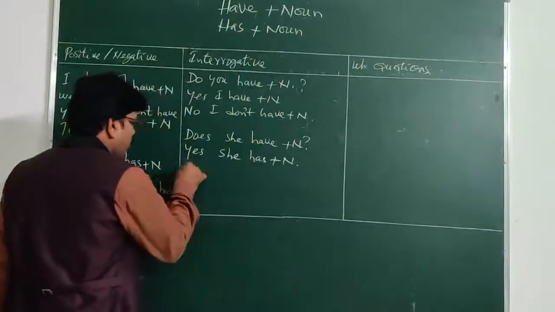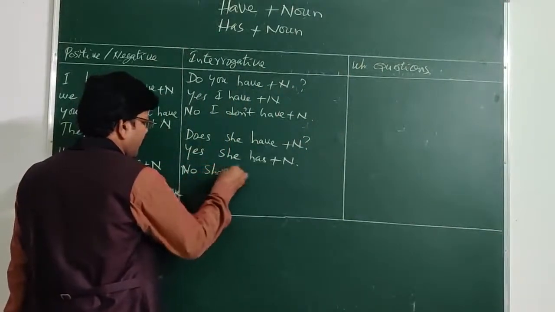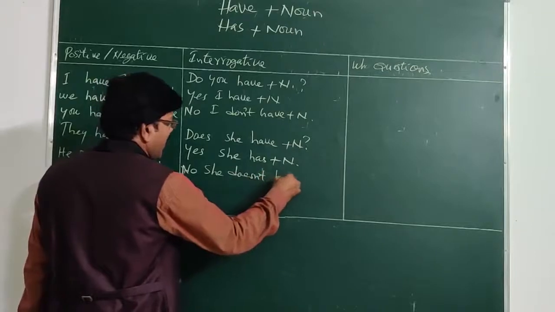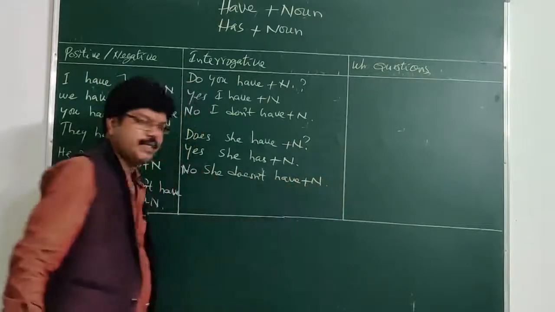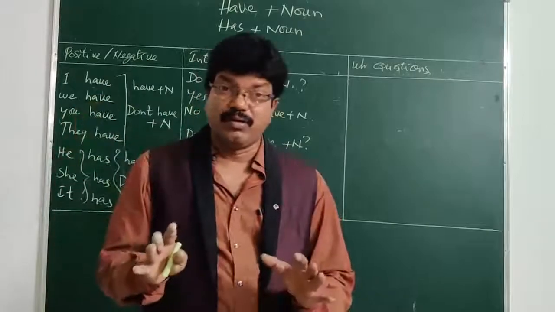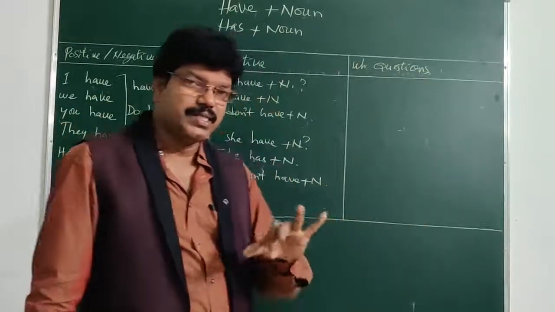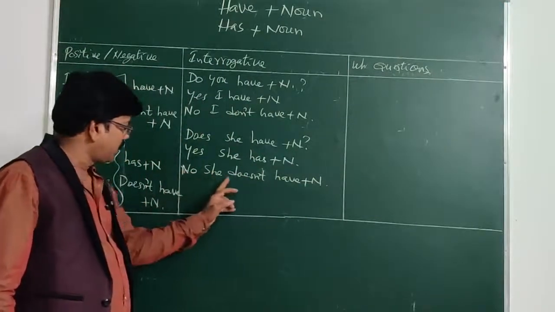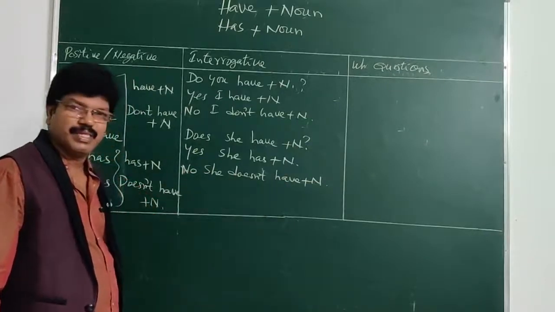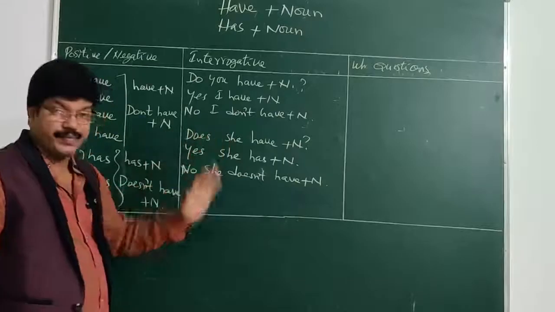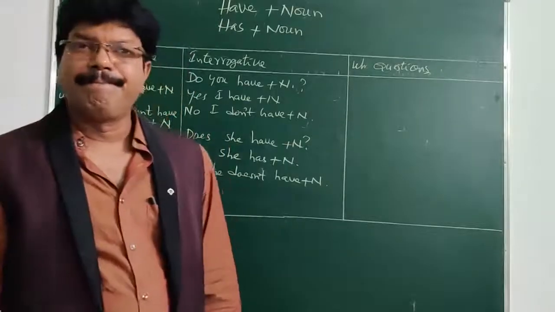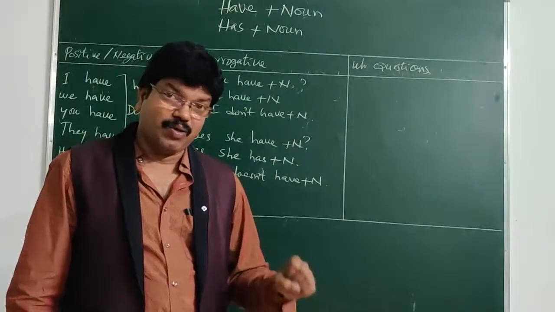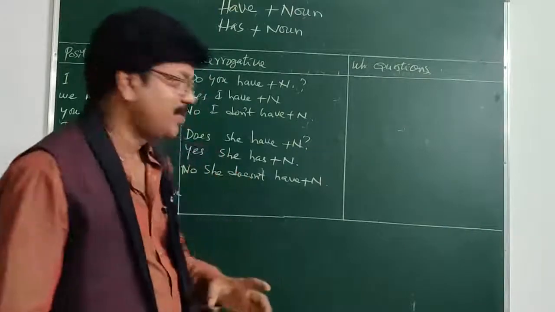If no: she doesn't have plus noun. She doesn't have a car. No, she doesn't have a car. Observe very carefully: if no, she doesn't, again have. Listen now. Does he have a bike? Yes, he has a bike. If no, he doesn't have a bike. Remember that.